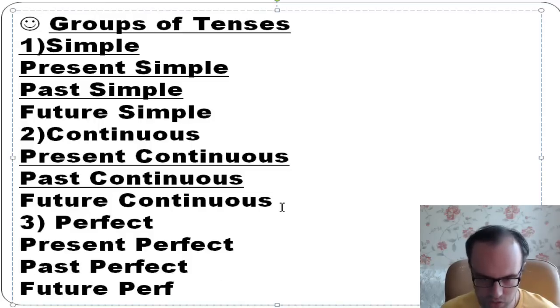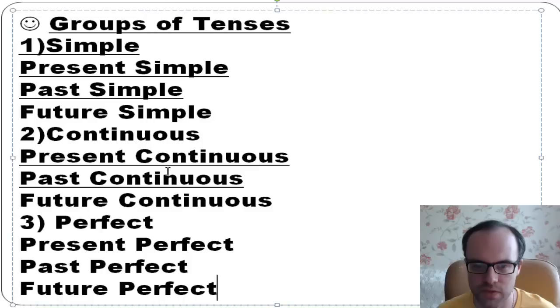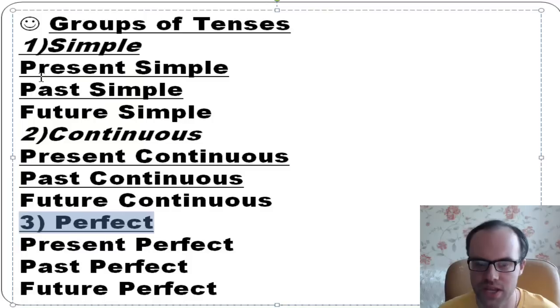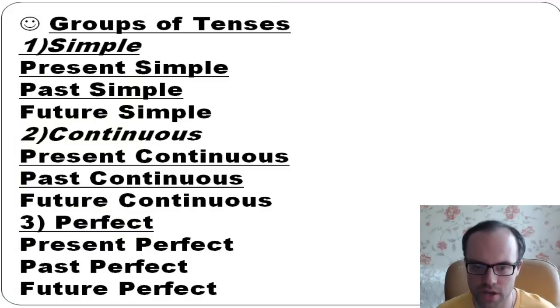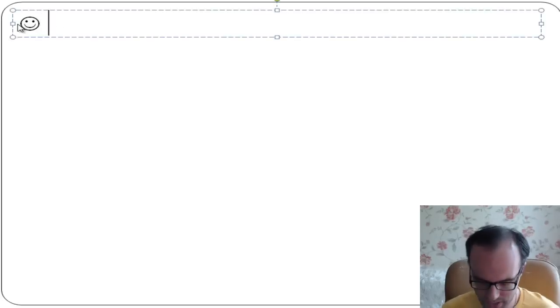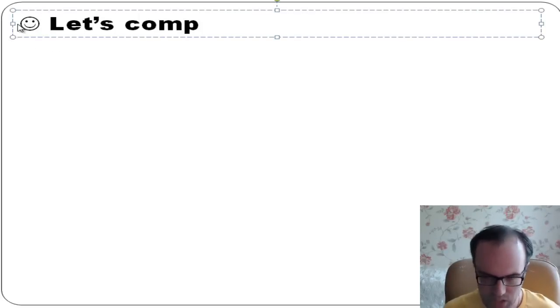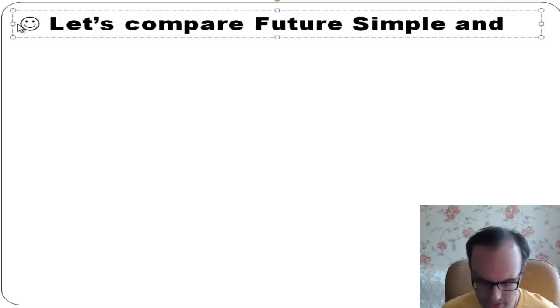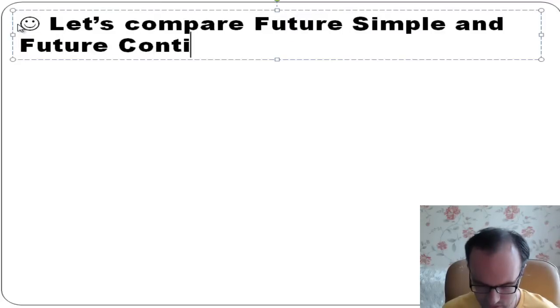Okay. So I think that we are doing the right thing, and these groups are really very important. So continuous, simple, and perfect. Let's compare future simple and future continuous. Okay? So I hope it's a good idea. Let's compare future simple and future continuous.